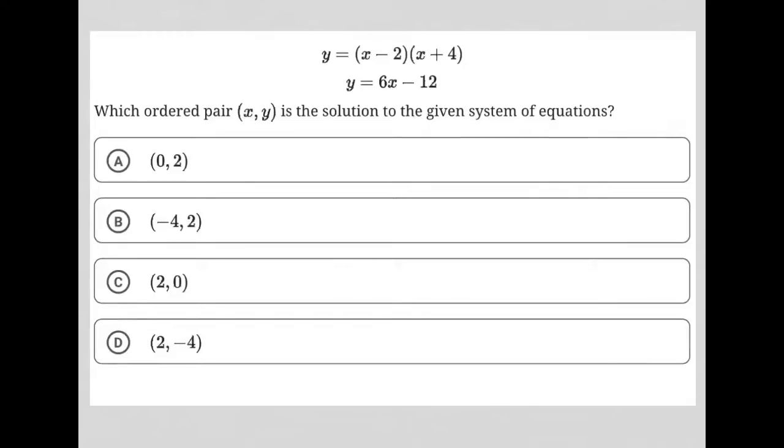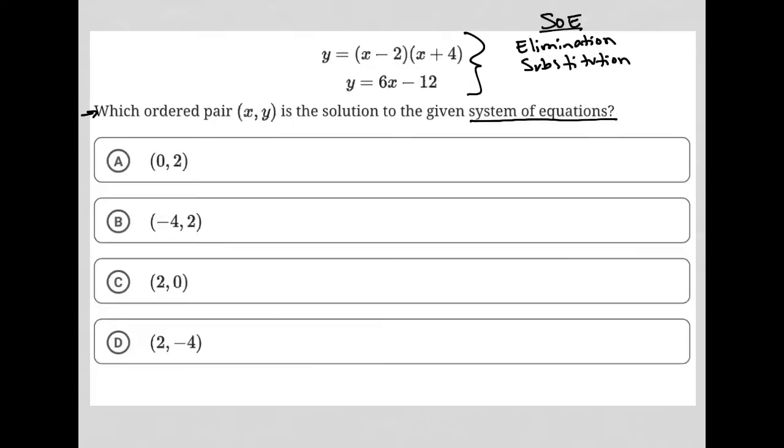So this question starts off by providing us with a system of equations. The question goes on to say which ordered pair (x, y) is the solution to the given system of equations. So whenever I see the term system of equations, I always think about two methods: either elimination, which is typically what I use, or substitution, which I only use if there is an isolated variable.